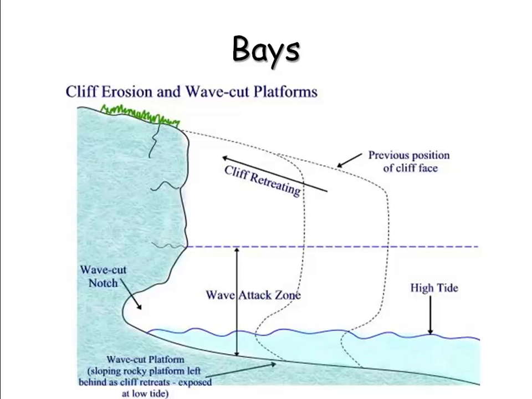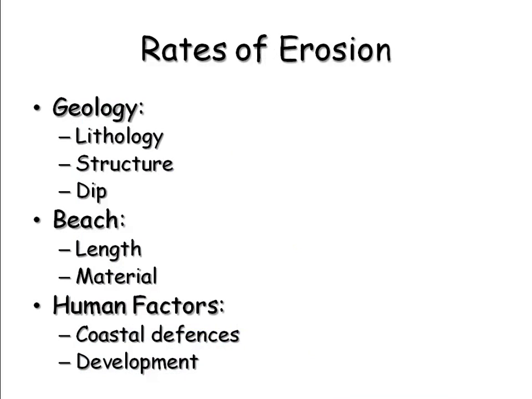Material that gets eroded and carried out to sea off the end of the wave cut platform can build up in what's called the zone of accumulation and form an offshore bar. But that's possibly more to do with landforms of deposition, which will be the topic of the clip I'm about to make after this one.